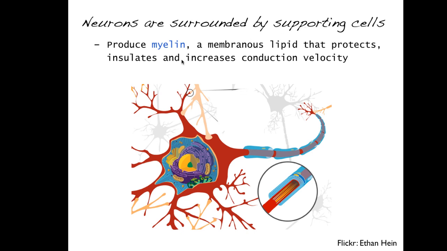Neurons are surrounded by supporting cells, and some of these supporting cells produce myelin. We can refer to myelin as a membranous lipid that protects, insulates, and increases the conduction velocity. In future videos, I'm going to talk about how myelin increases the speed of the action potential.